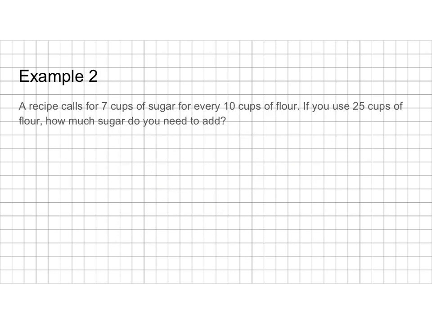On our next example, a recipe calls for 7 cups of sugar for every 10 cups of flour. If you use 25 cups of flour, how much sugar do you need to add? Pause now and set up the ratio. Then press play and we'll solve together.